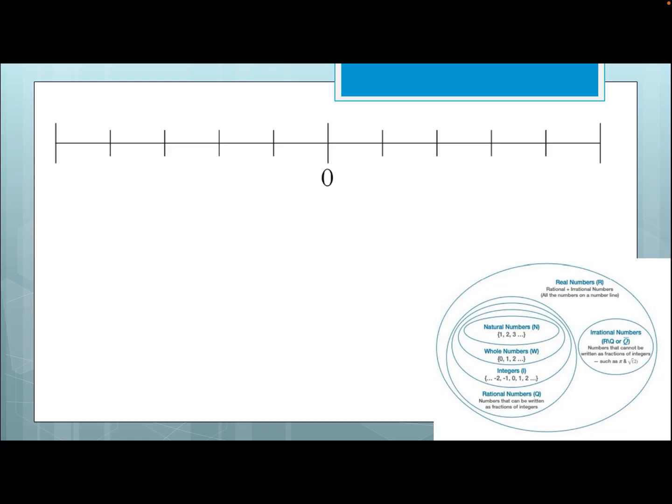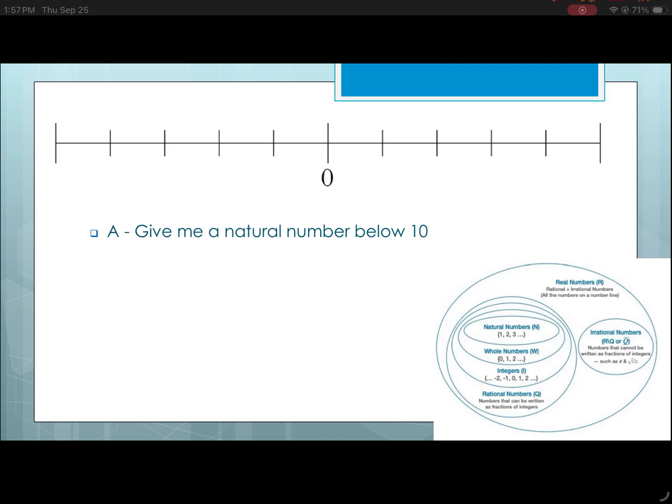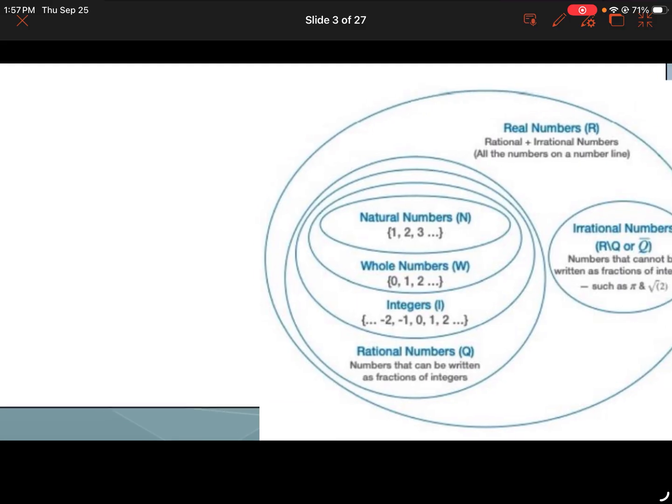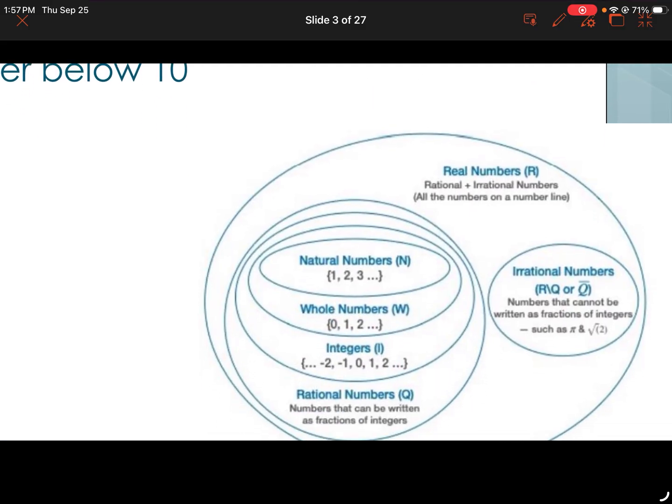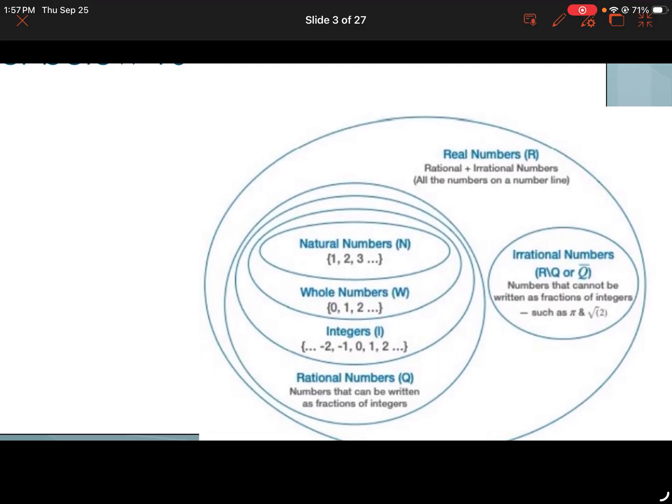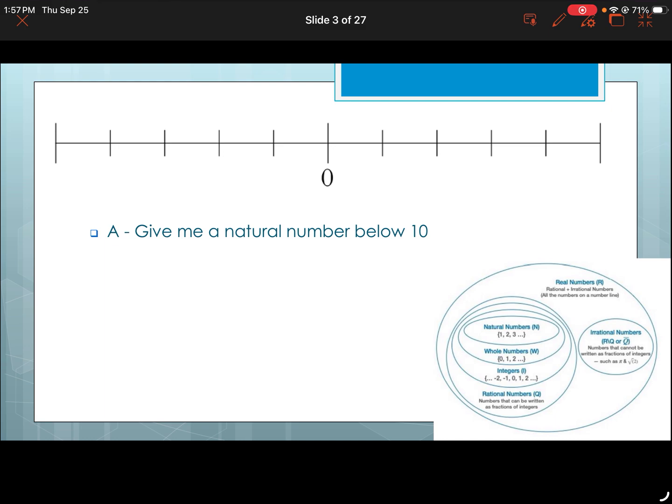Okay, so this, I promise, there's a reason for my madness here. Let's just talk about this and see if we can get it done. So if we have a natural number below 10, and remember, your natural numbers are over here, right? Any number that's higher than 1, so it goes 1, 2, 3, 4, 5, 6, those are your natural numbers. So pick any natural number lower than 10. So let's pick, I don't know, 8. I'm going to call that A.